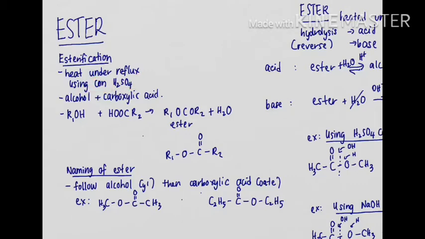So when you have alcohol and carboxylic acid, you are going to get the ester and water. If you look at what is written over there, you can see that the ester will have this structure, R1 OCOR2. Or you can just have a look over here. This is the structure of ester.